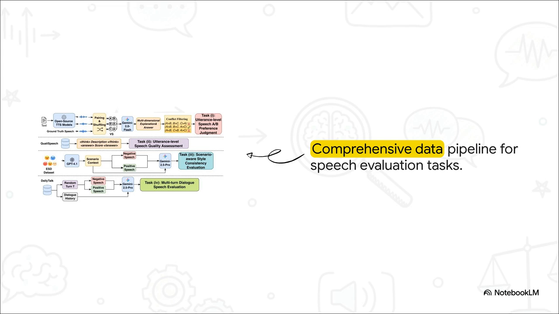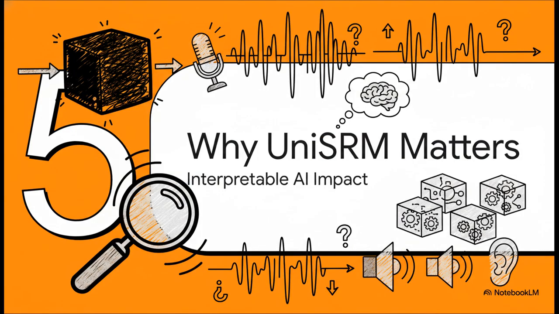Then, moving down the pipeline, they leverage that quality speech dataset for utterance-level quality assessment. They also use context from the ESD dataset to evaluate scenario-aware style consistency, and finally, they bring in the daily talk dataset to evaluate multi-turn dialogue speech. Honestly, it's just a huge, robust approach to teaching the AI exactly how to listen. Section 5. Why UniSRM matters, and the massive impact of interpretable AI.